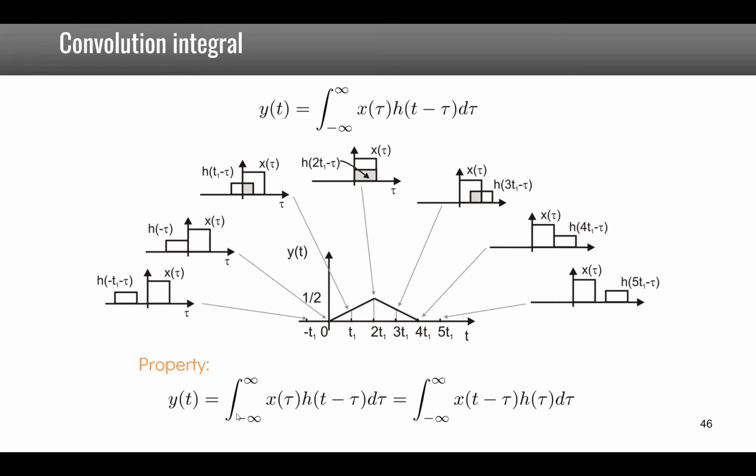So in the end, you have taken two rectangular functions, and by convoluting them, you have obtained a triangular function. There is a property which is that if you convolute x with h, it is the same as convoluting h with x.